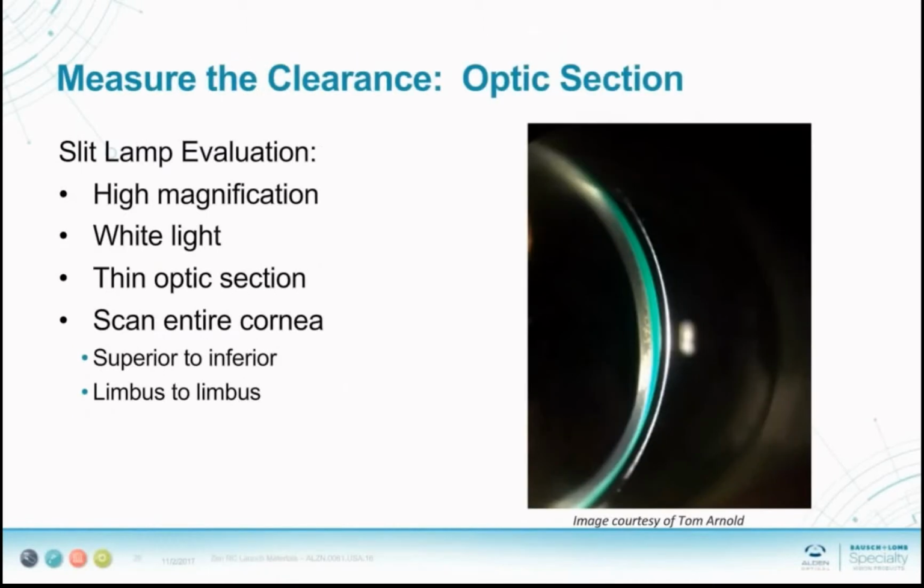Here we want to use an optic section with white light and high magnification to measure the clearance over the most elevated portion of the cornea, or corneal apex, the mid-peripheral cornea, and limbus. You should scan the entire cornea, superior to inferior, limbus to limbus.